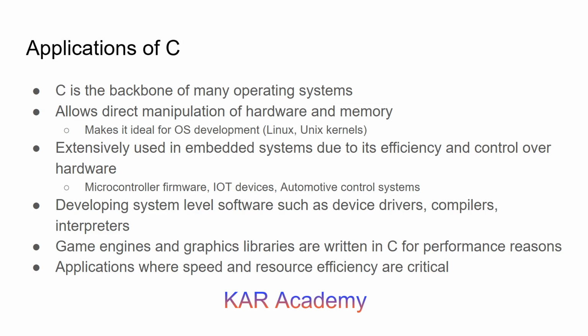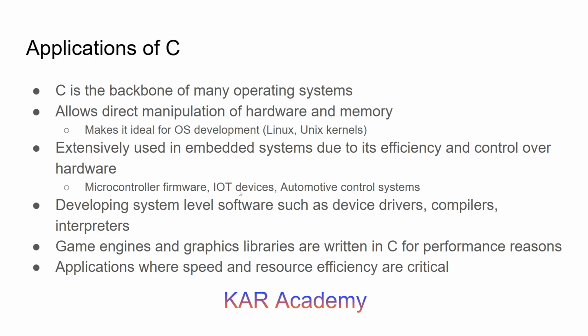System level software such as device drivers, compilers, and interpreters is written in C programming. Similarly, game engines and graphics libraries are written in C for performance reasons. What that means is when you write it in C, the program runs fast and is highly efficient. You can literally get every juice out of the hardware. For applications where speed and resource efficiency are critical, you just write the program in C.